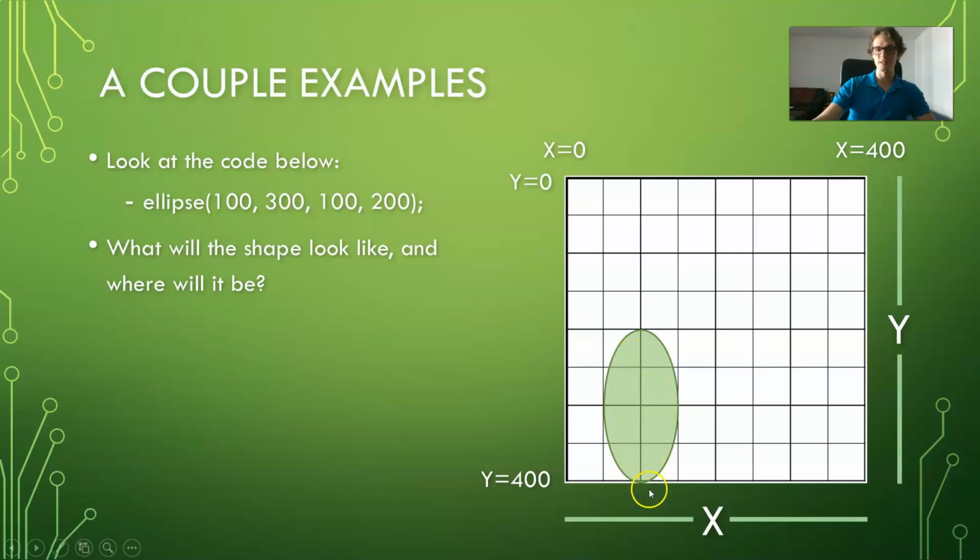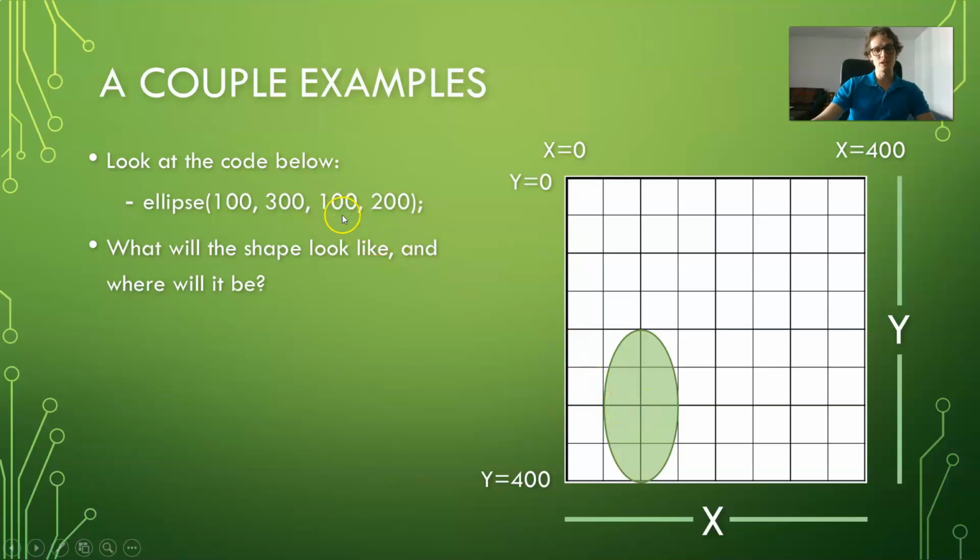Okay? An ellipse, remember, is an oval. And our first parameter, X, is 100, right? So if we go to X, 0, we go 50, 100, and then that's where we're going to put the center of the ellipse, right? Right down here, okay? Oops, let's go back. And then 300, that's the Y value. So if we take our Y and we go down to 300, around here, that's where we're going to put the center of the ellipse.